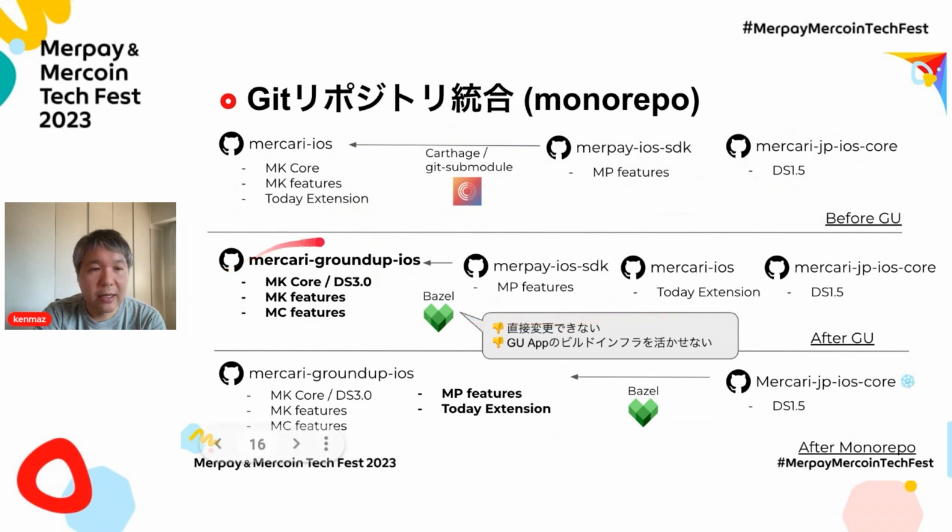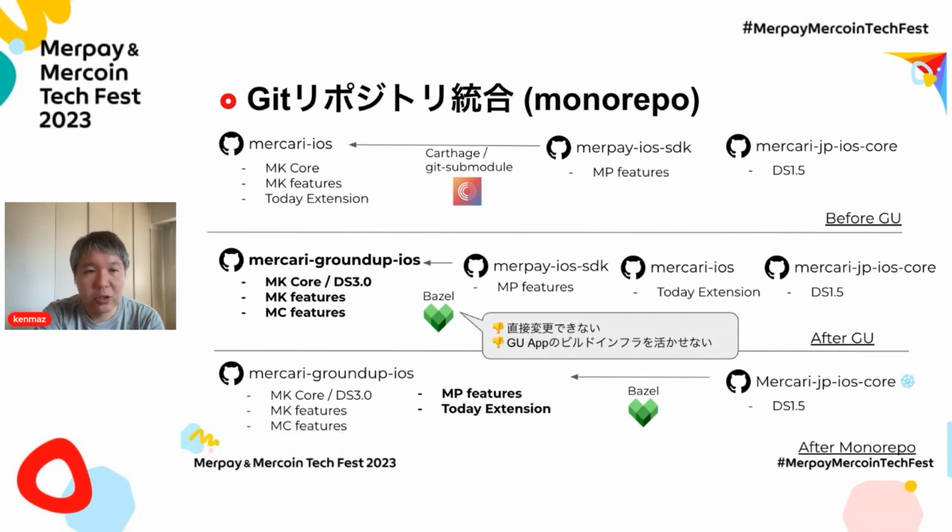And after GU, Mercari code is entirely rewritten in the new Mercari GroundUp iOS repository, and the Mercoin code is also implemented in this repository. Merpay functions, some remaining functions of Mercari, the Today extension, and the design system code used only in Merpay are still maintained in a separate repository and imported by Bazel.